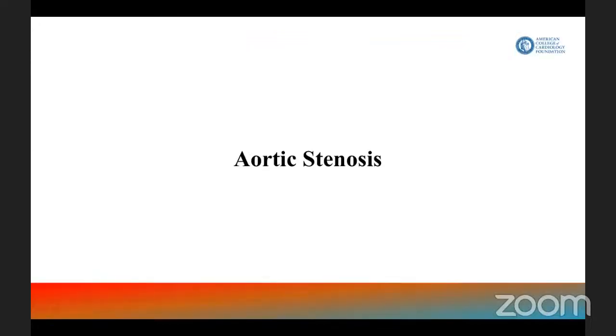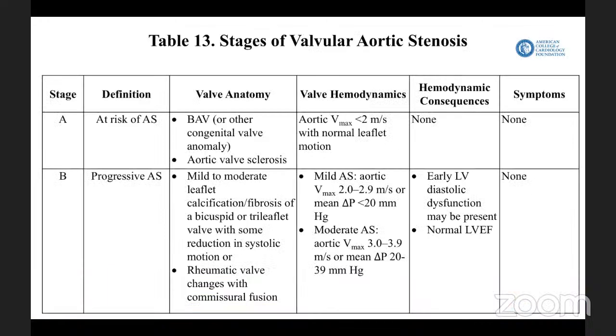So starting with the guidelines, first of all, stages for valvular heart disease, generally speaking, are subclassified into 4 main stages. From stage A, for patients at risk for development of valvular heart disease, or aortic stenosis in this case, like having some valve anatomy feature like a bicuspid aortic valve or congenital valve anomaly or aortic valve sclerosis.